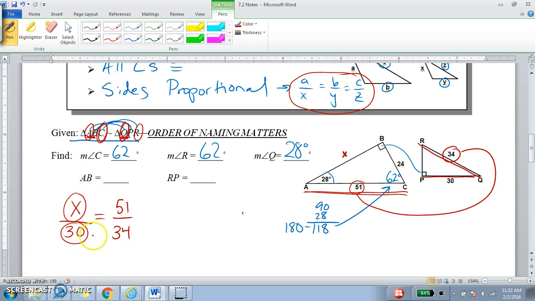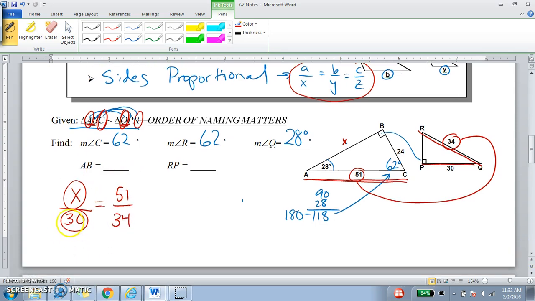And now, just like we did in the last section to solve a proportion, I just cross multiply it. So 30 times 51, 34 times x. 30 times 51 is going to give me 1530. And when I divide that by 34, I get that AB is 45.